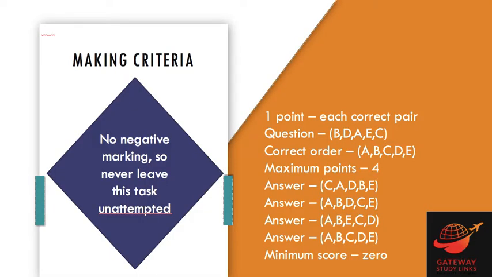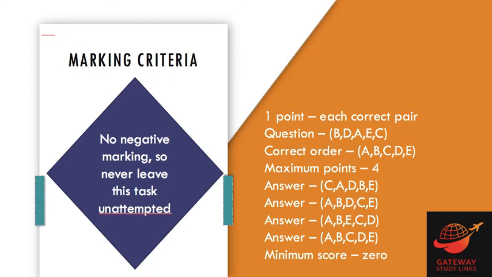And then, marking criteria. My spellings are not very good today, I don't know. Well, one of my beloved students, she has done it for me. Don't mind that. Marking criteria. No negative marking. So never leave this task unattempted. What happened to the spellings here?